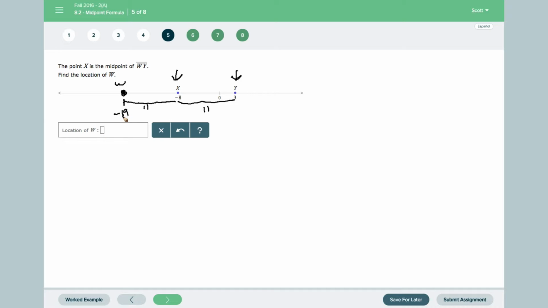And we can always check our work. What's -19 plus 3? And we get -16. -16 divided by 2 is -8. Okay? So we can always check our work and make sure we got it right. But that tells me that point W is at -19. So be careful up here. Make sure that you're reading the question and that you understand which point you're trying to find.